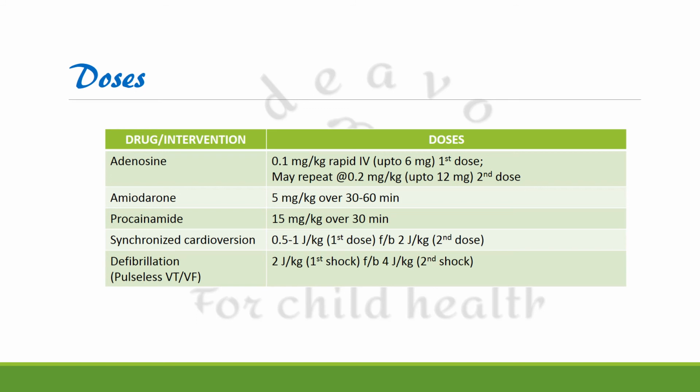Synchronized cardioversion is 0.5 to 1 joules per kg for the first dose, followed by 2 joules per kg in the next dose, that is the second dose. And defibrillation, which is done in pulseless VT or VF, the dose is 2 joules per kg for the first shock, followed by 4 joules per kg for the second shock.